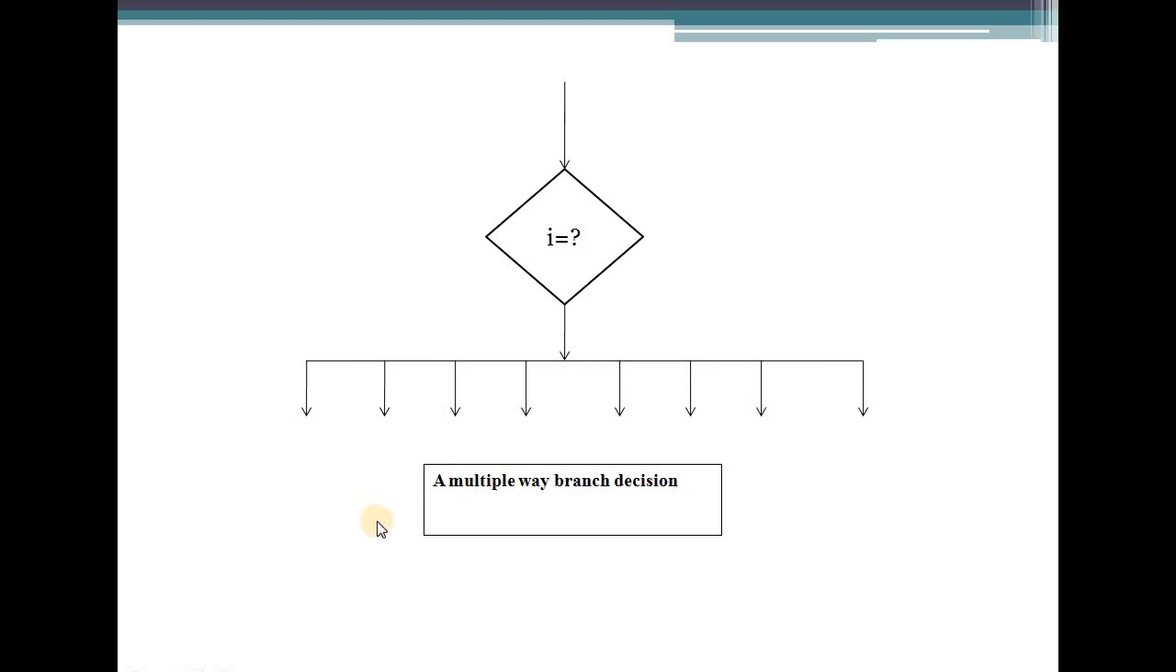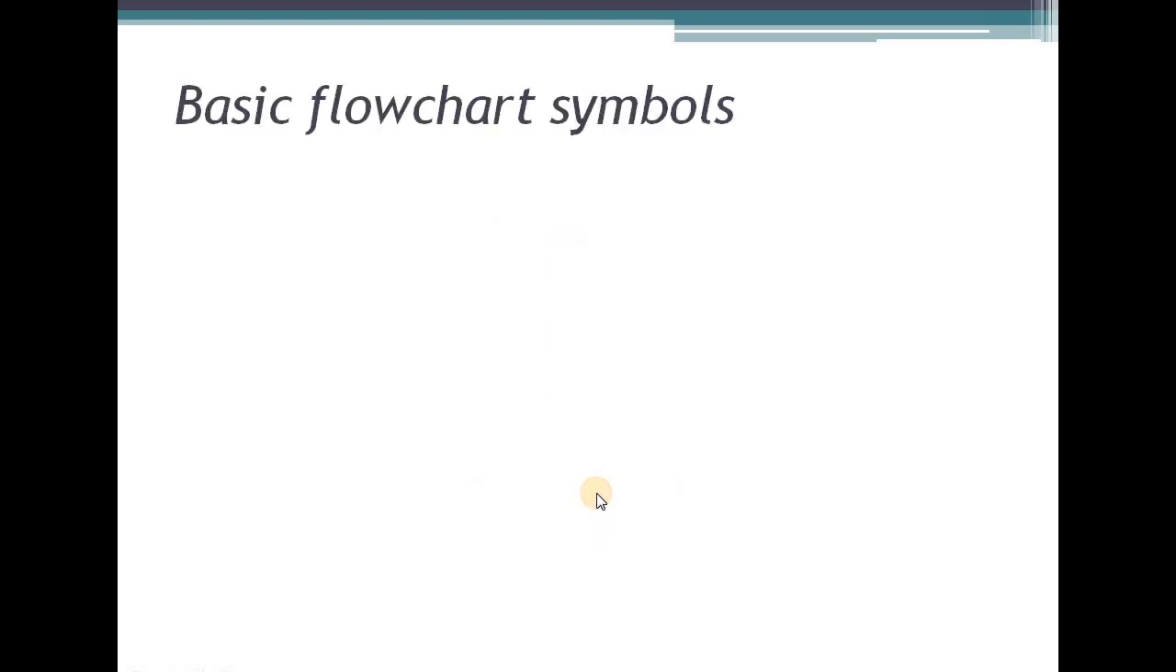Next is a multi-way branch decision. So we are going to use I is equal to. I can be 0, it can be 1, it can be 2, it can be 3, and multiple alternatives. So in this case we are going to use the multiple-way branch decision. So these are the three decision boxes.